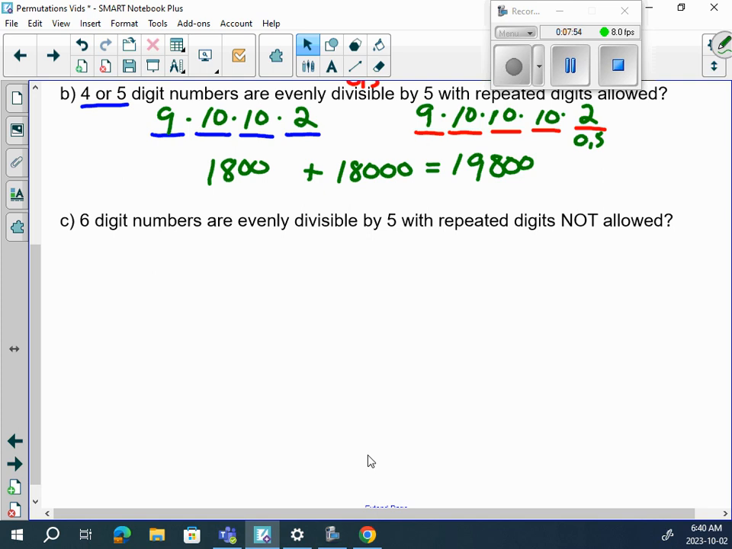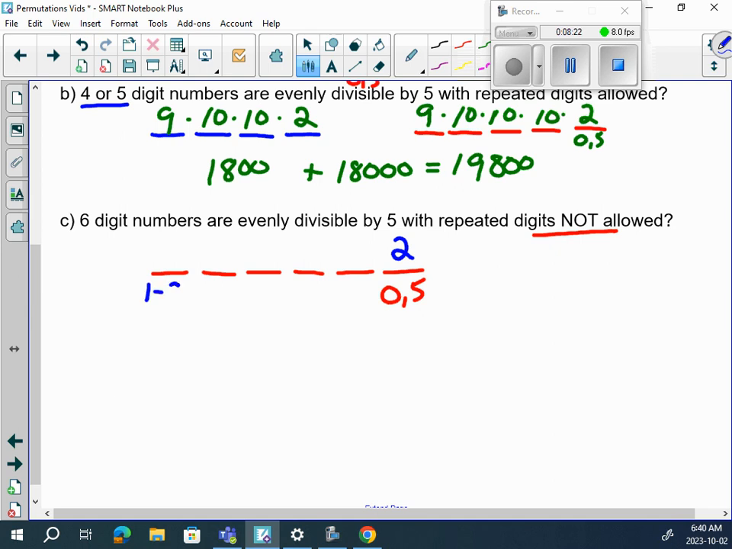And then last one here: 6-digit numbers, repeated digits not allowed. So this is sort of where things get a little tougher. When I first start these questions, again, I'll go with my 6 dashes. We said I could have a 0 or a 5 here. There are two possibilities. When I then jump to the front, I recognize I can have anything from 1 to 9. Oh, but wait a minute. Unless I used the 5 before, in which case I can only have 1 to 4 or 6 to 9.